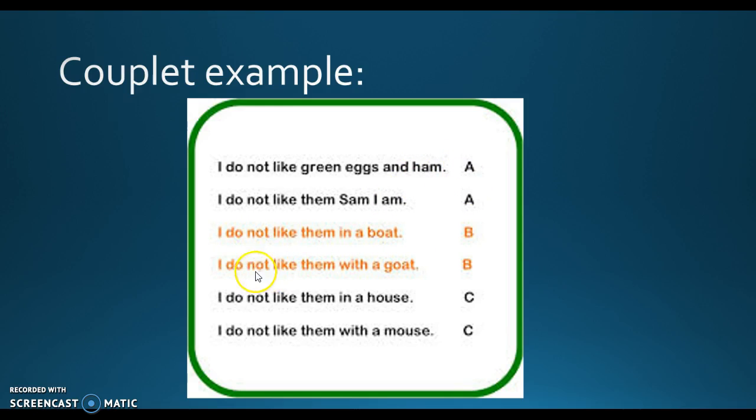I do not like them in a boat. I do not like them with a goat. Again, the last word rhymes exactly, and there are two of them back to back. So that makes it a couplet. Couplet is two. I do not like them in a house. I do not like them with a mouse. Again, another couplet. So this is an example of a poem that uses the couplet format.